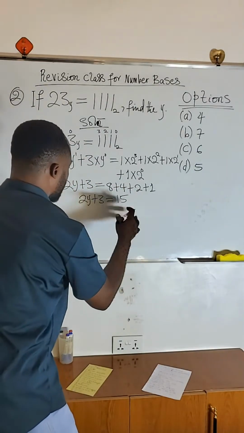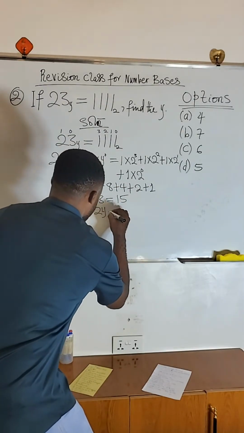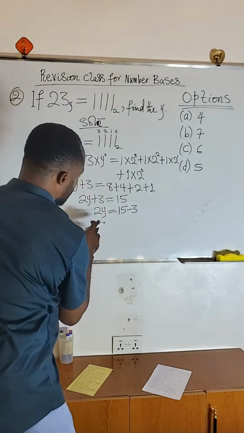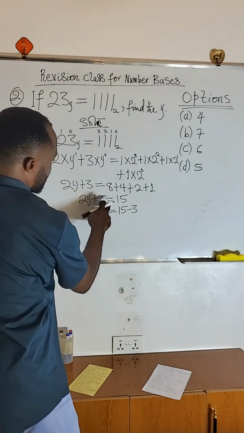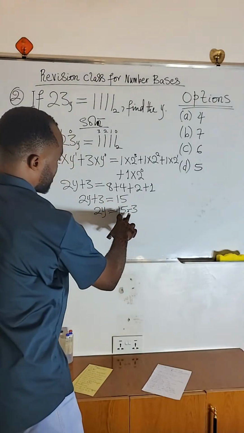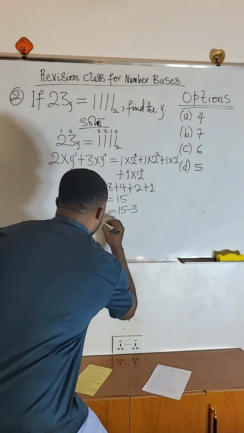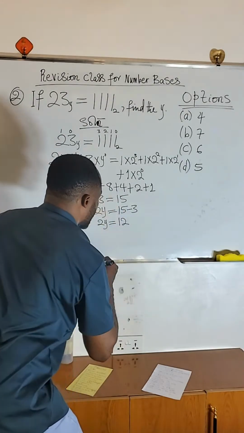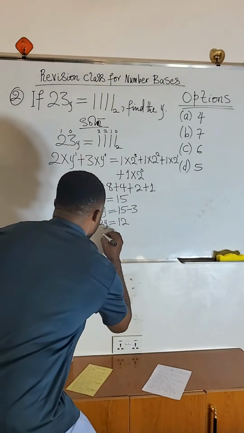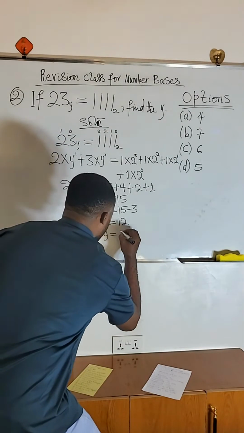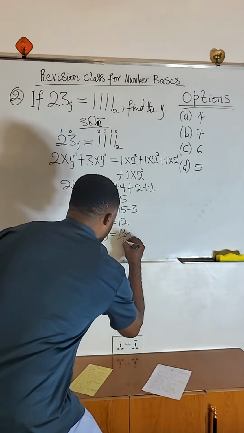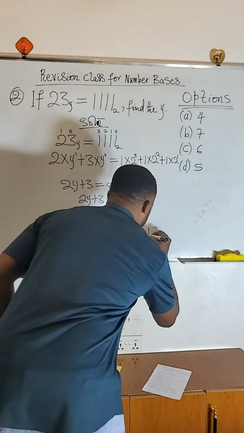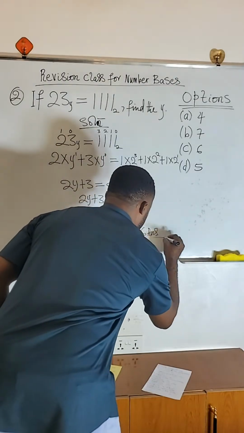And so if you collect like terms, you have that 2y equals to 15 minus 3. Here was plus 3. Crossing the equality sign to the right hand side, it becomes negative. And so you can now say 2y will be equals to 12. So y will now be equals to 12 over 2, which is what? 6. Okay. So 6 becomes the answer.